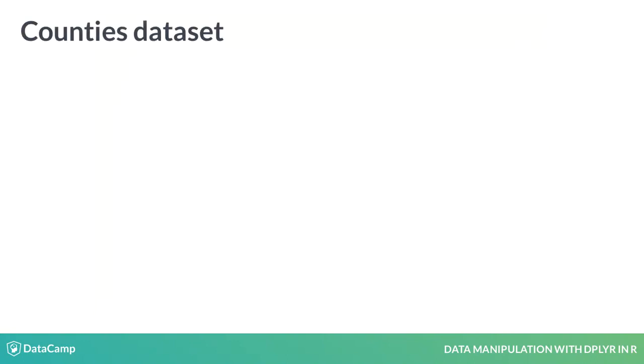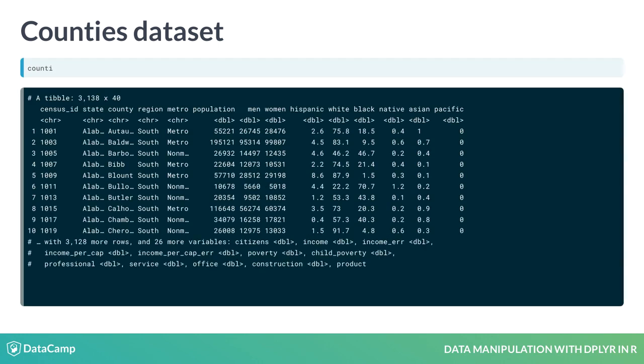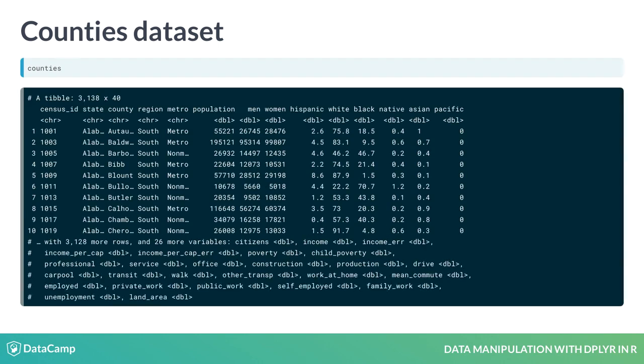You can access this data by typing counties into your R console. This dataset has loads of information, but don't worry, you're only going to work with a few variables at a time. This table includes information about people living in each county, such as the population, the unemployment rate, their income, and their racial and gender breakdown. So there are a lot of questions we can ask of our data.